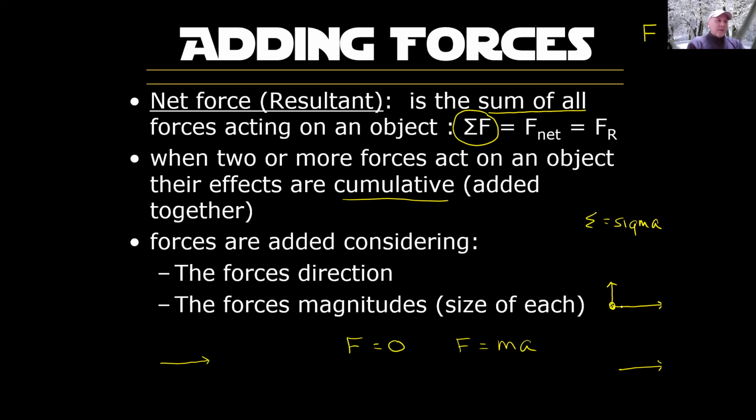Right, if I'm pulling this way and somebody else is pulling up, to get the resultant, you have to add them like this, kind of like what we did with projectile motion, and this would be the resultant, right? This number, and that's how we add. Their effects are cumulative, so we have to add them together, taking into account their direction and their magnitude.